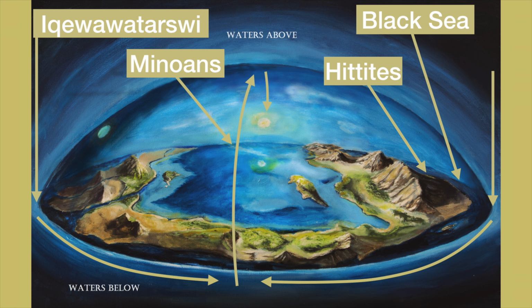The cosmos is a bubble. It is surrounded by unlimited waters and split out from those waters by a firmament. This is the story in Genesis. The Iquiwawatasui is where the waters above are stitched together with the waters below.